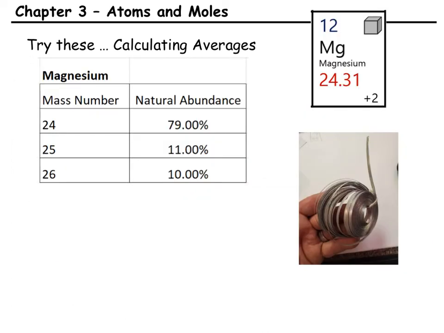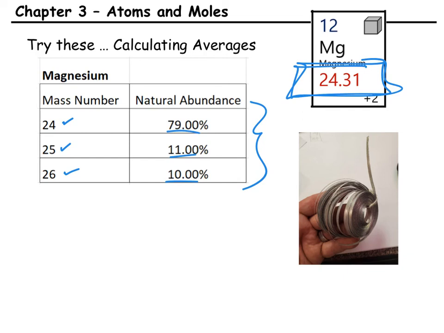Okay, this data table tells us the natural abundance as a percentage for the known isotopes of magnesium. So magnesium-24 in nature occurs as 79%, and magnesium-25, 11%, and magnesium-26, 10%. Now, these are the only known isotopes. So how do we arrive at this number? Because that number is an average of all the naturally occurring isotopes.